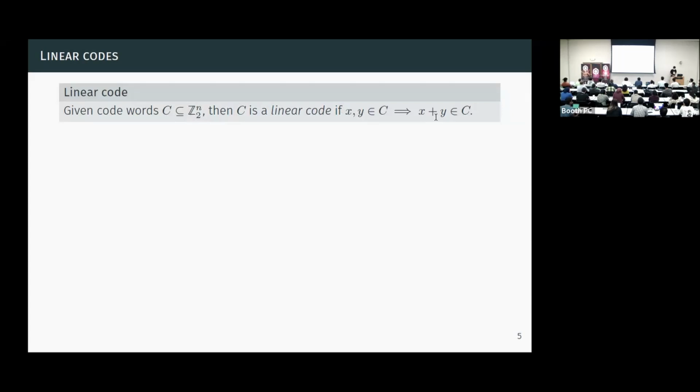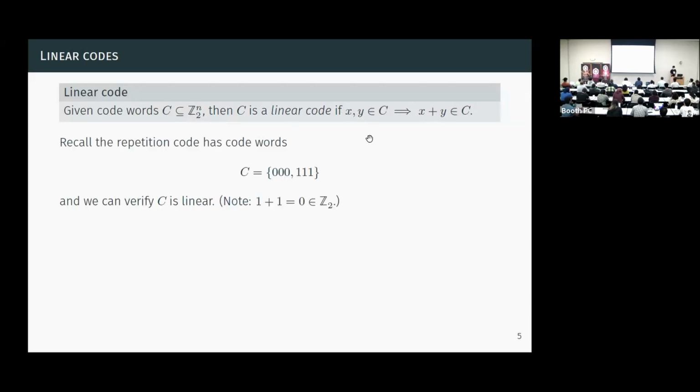So let's look at an example. Our repetition code has two code words, 0, 0, 0 for the 0 logical bit, and 1, 1, 1 for the 1 logical bit. And we can verify that C is linear by adding any two code words. I said linear combination, but I shouldn't have. So for example, if we add 1, 1, 1 to 1, 1, 1, then we get 0, 0, 0, because in F2 or Z2, 1 added to 1 becomes 0, right? We're doing vector addition in a finite field.